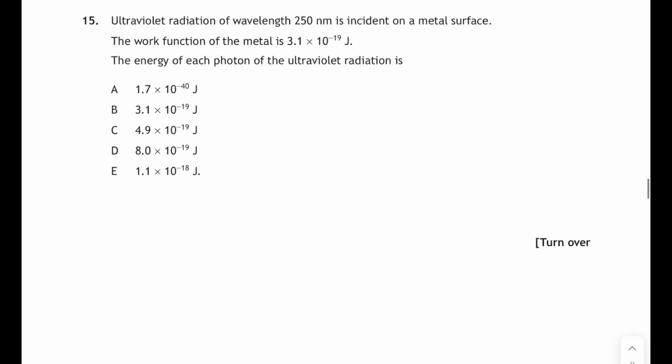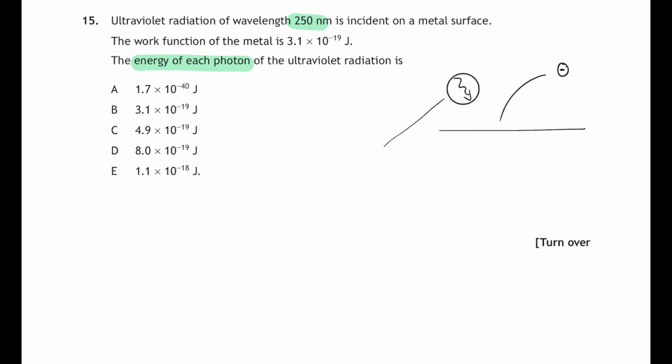Question 15. Ultraviolet radiation of wavelength 250 nanometers is incident on a metal surface. The work function of the metal is 3.1 times 10 to the minus 19 joules, and we have to determine the energy of each photon of the UV radiation. Well, a little diagram might help us here. Remember, a photon comes in, hits a metal surface, and an electron may be ejected. But in this case, we're just asked for the energy of each photon.